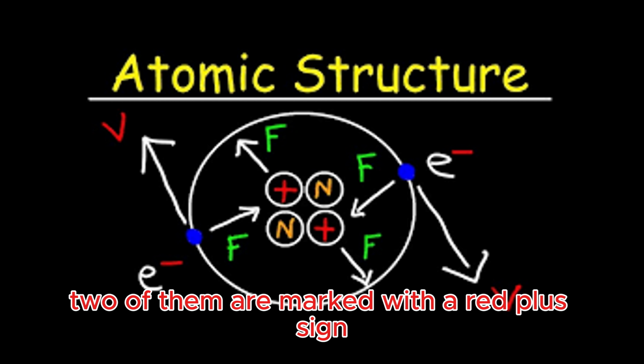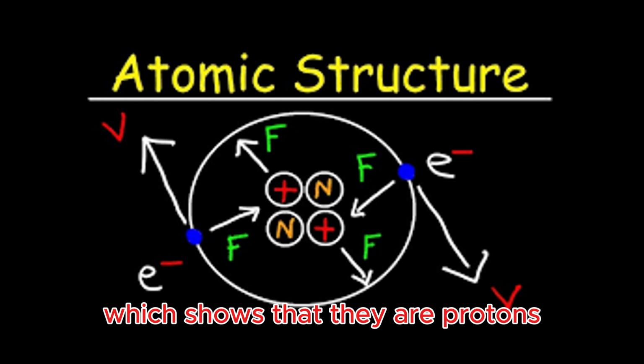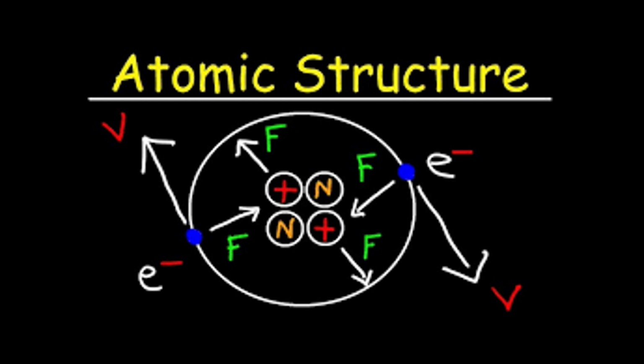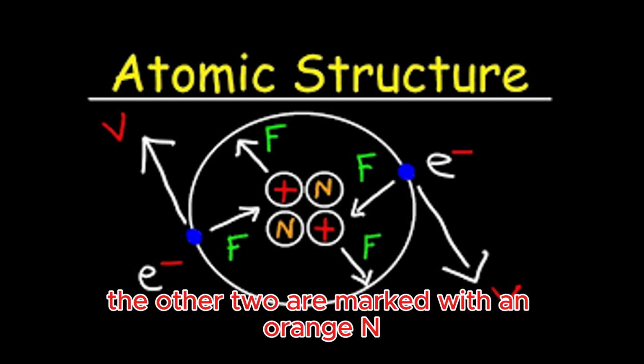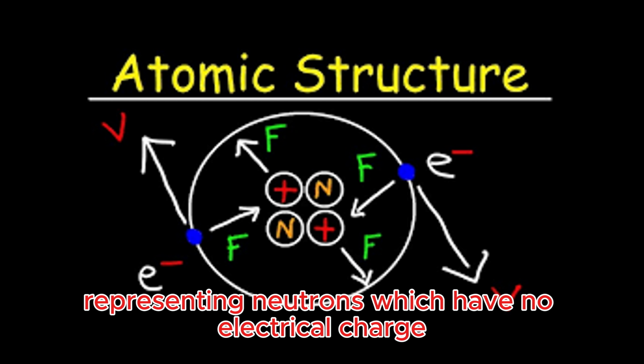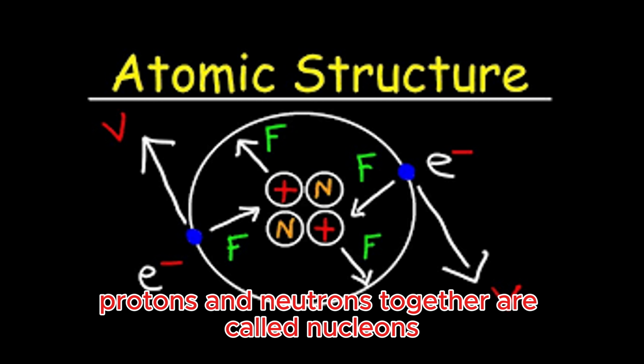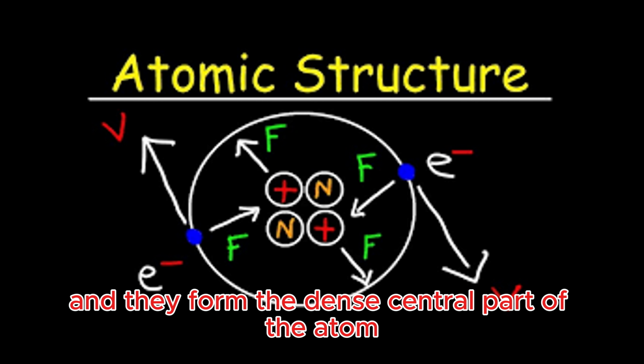2 of them are marked with a red plus sign, which shows that they are protons, the positively charged particles of the atom. The other 2 are marked with an orange N, representing neutrons, which have no electrical charge. Protons and neutrons together are called nucleons, and they form the dense central part of the atom.